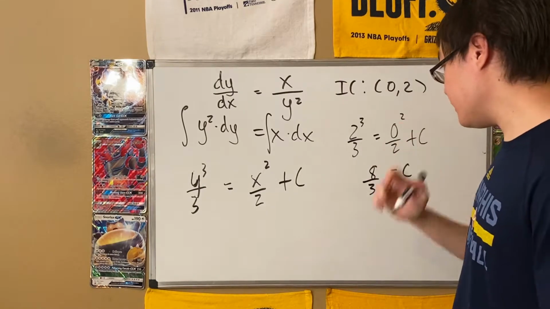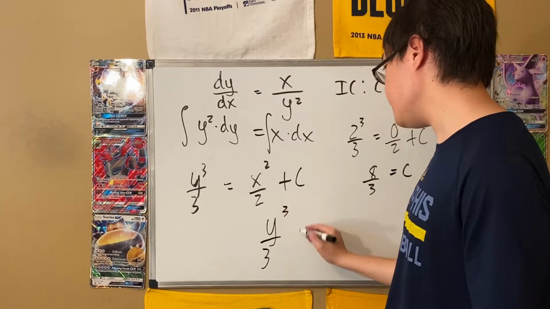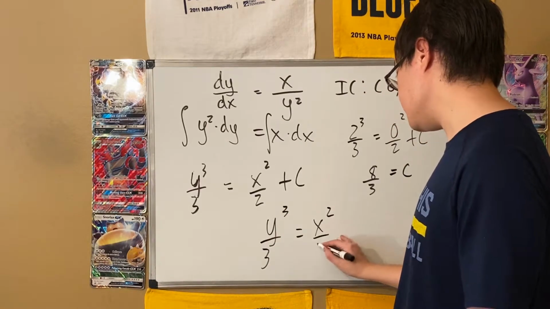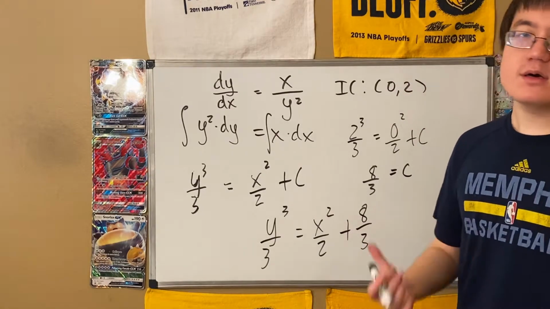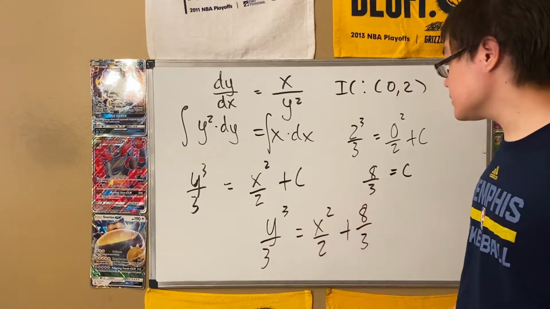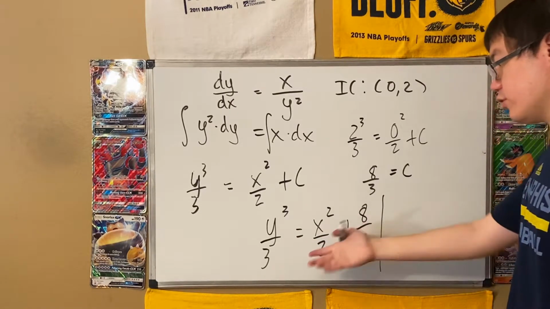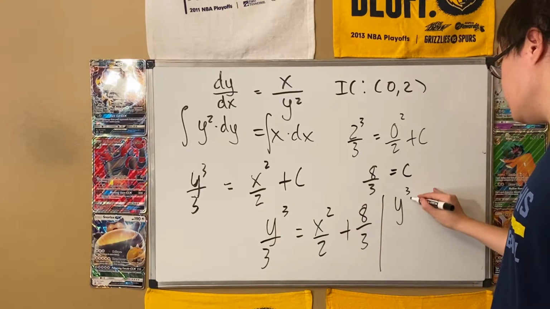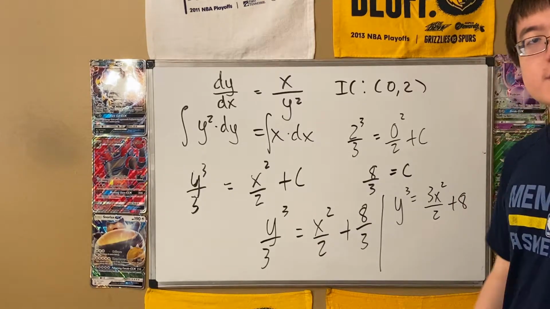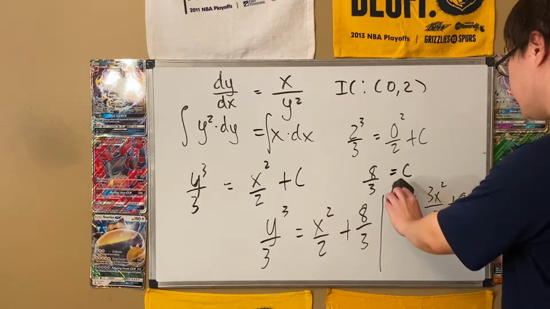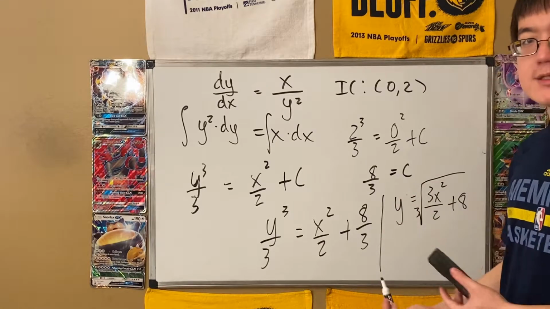Good to go. So then at the very last step, you're going to replace the c with what you found, because we are so happy that we found the plus c that we want to replace it. Looks like it's going to be 8/3. And at the final step, maybe an annoying step, but you do need to isolate y at the end. Looks like we can multiply everything by 3, so it's going to be y cubed equals 3x squared over 2 plus 8. And then finally, we're going to take the cube root of everything, and that's the answer.